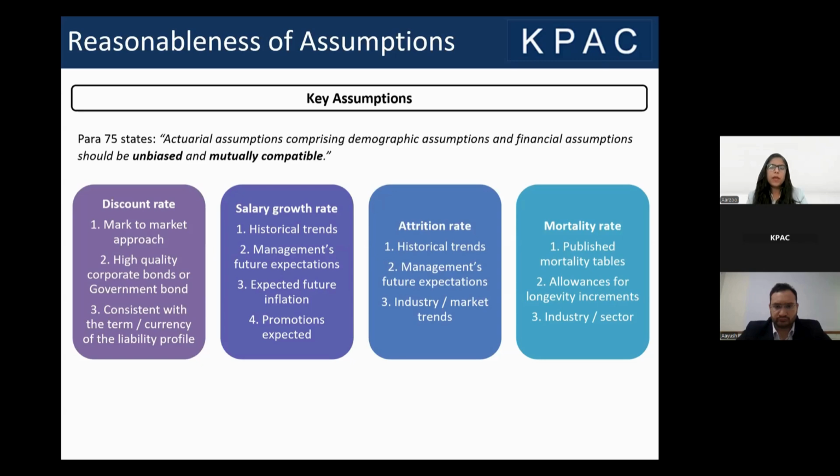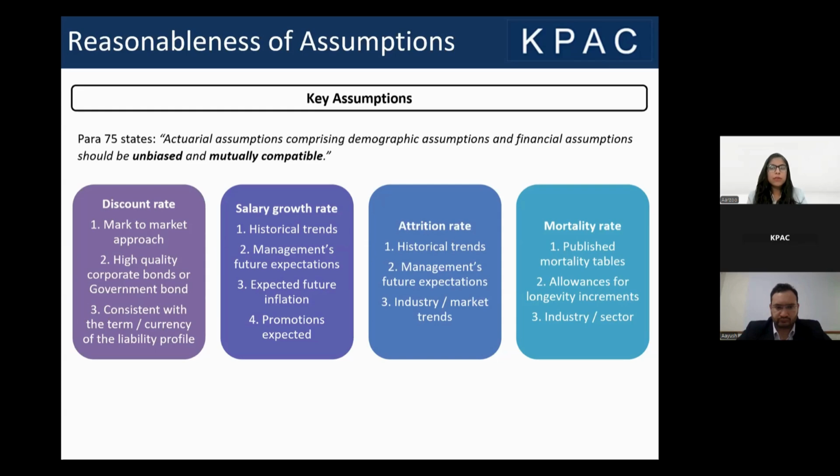Especially in India, longevity trends are evolving due to better healthcare. Hence, the mortality rate also requires periodic reviews. Certain industries such as mining or manufacturing, like Ayush was also highlighting earlier, may have different mortality risk considerations due to occupational hazards. By ensuring that these assumptions reflect market conditions, industry benchmarks, and company-specific factors, we can enhance the credibility and accuracy of actuarial valuations.